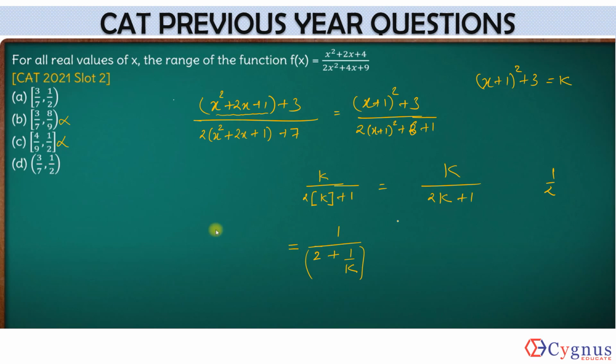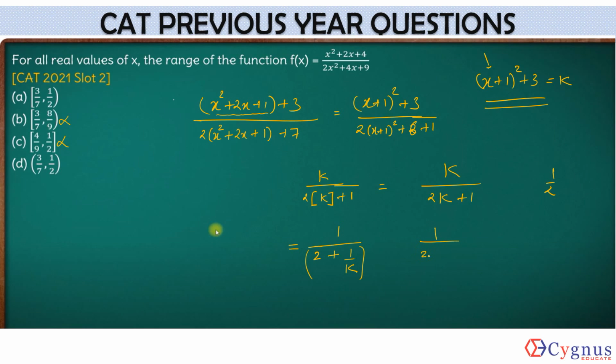Now, what is the minimum value of k? If you look at this expression, we know that x plus 1 whole square plus 3, and it's a perfect square. The minimum value of x plus 1 whole square will be how much? 0. That means the minimum value of k should be what? 3. So if you're looking for the minimum value of this fraction, k should be as small as possible. And we know that the minimum value of k is 3.